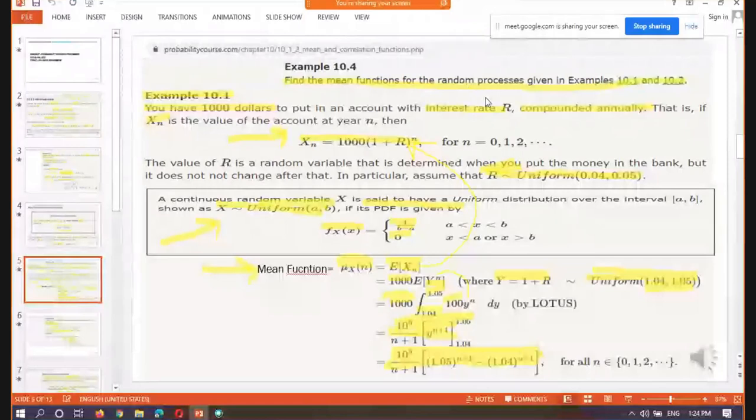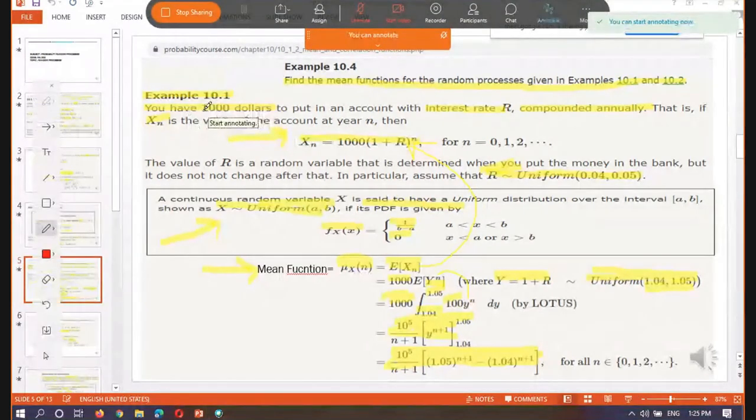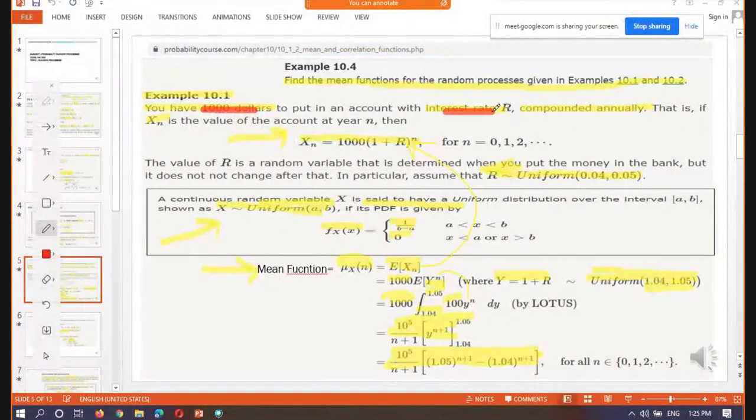So there is one problem. In the last class, we already discussed that you have $1,000 and this is the interest rate, and you are using the compound interest formula. The value of Xn is given by Xn equals 1000 (1 plus r) raised to power n, where n goes from 0, 1 to infinity. And the value of r has randomness, and r follows uniform 0.04 to 0.05. It means r is a uniformly distributed random variable.